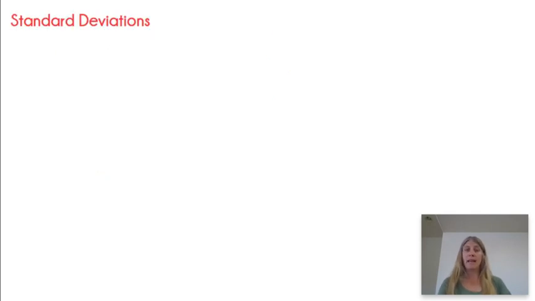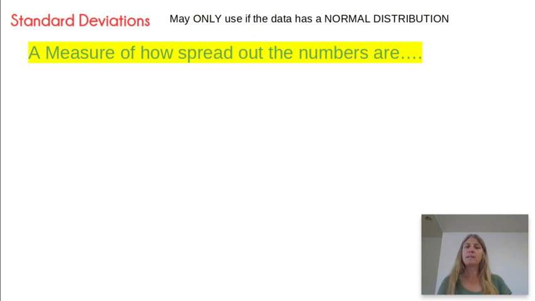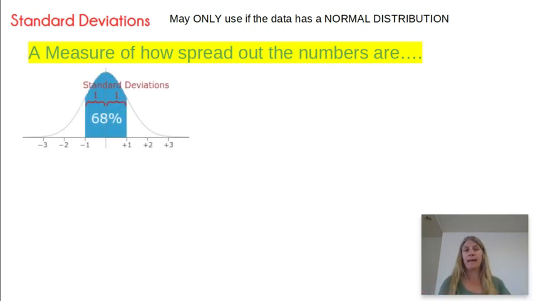Today is one day of two that we're going to talk about standard deviations. And we're just going to go over an overview today. You're going to do a little practice in Desmos, and tomorrow I'm going to show you guys how to figure out the actual standard deviation. Now, you can only use standard deviation if it has a normal distribution, like we just saw underneath the bell curve. And so what is standard deviation? It's how spread out the numbers are. Are they bunched together or are they really long and skinny? So we're going to be analyzing that today.